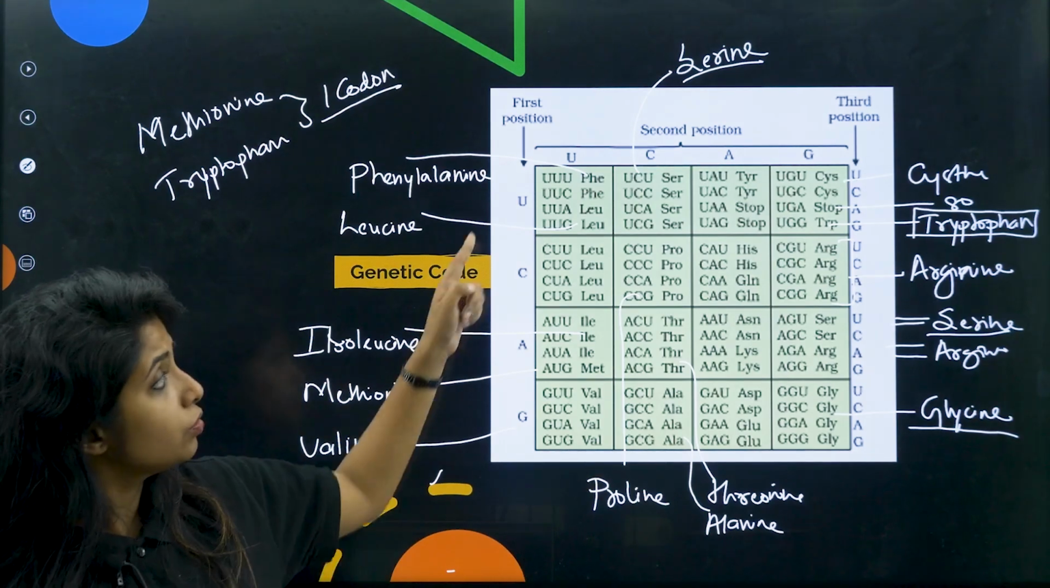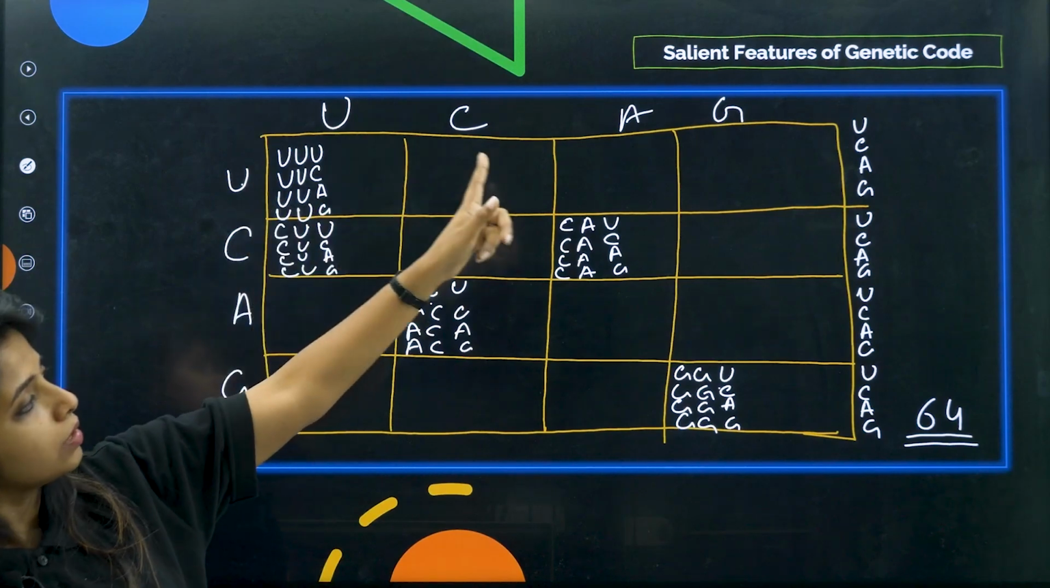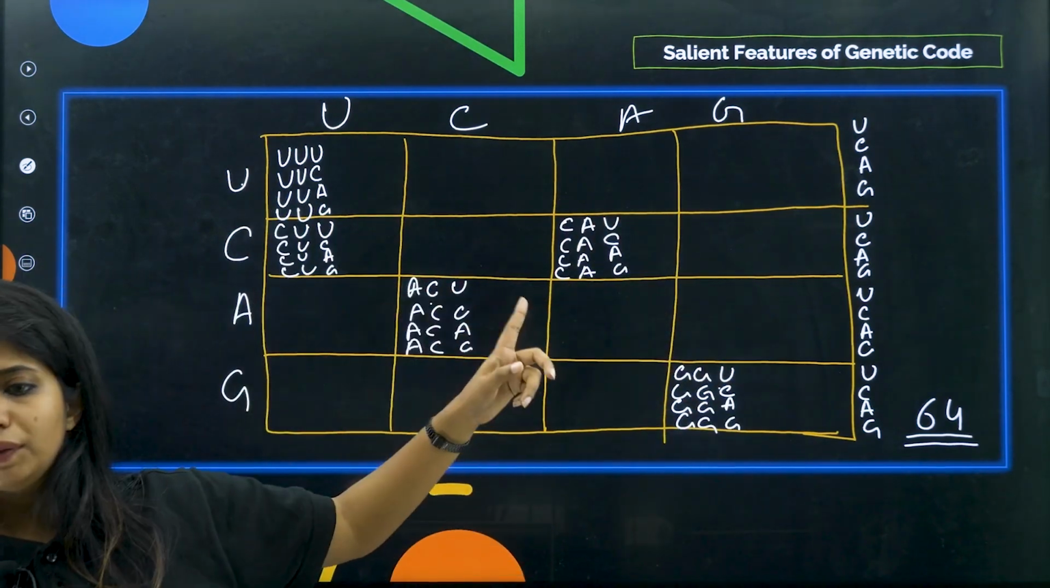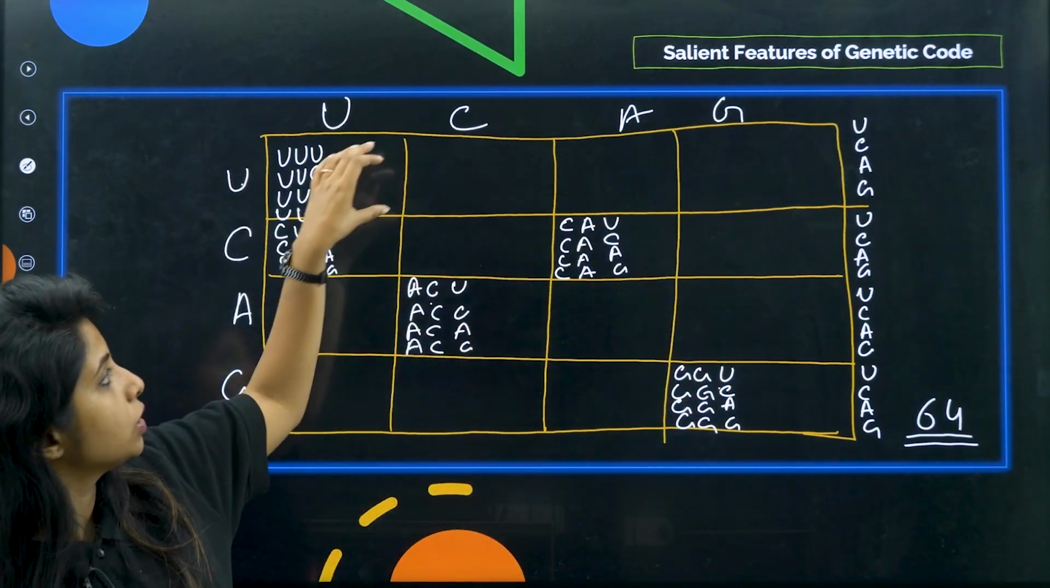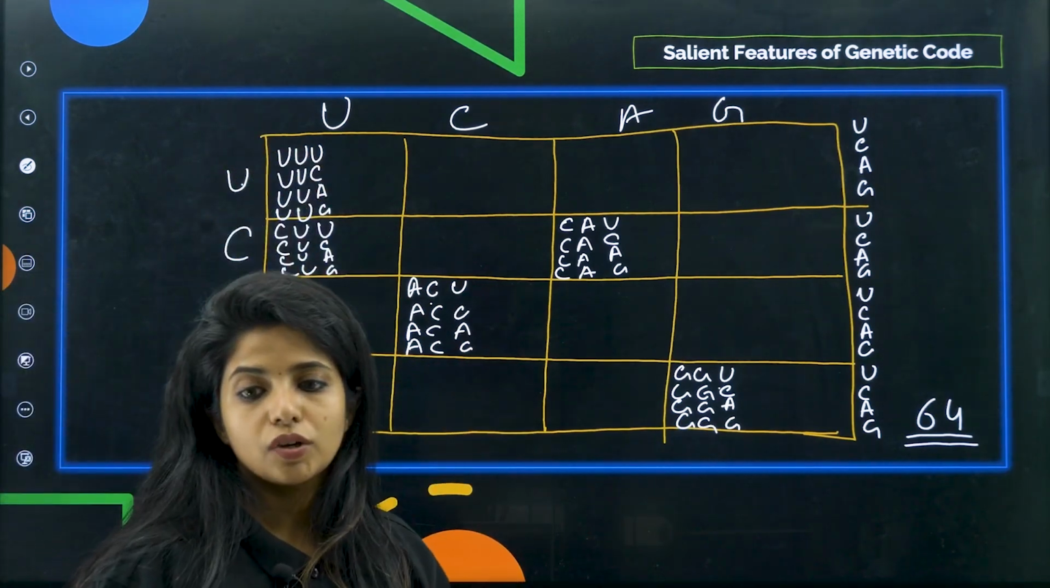But you just need to know how to make the chart. That is what I have written over here. UCAG, UCAG. You have to look at that and then write it. In every box there will be 4, all of them ending in UCAG.